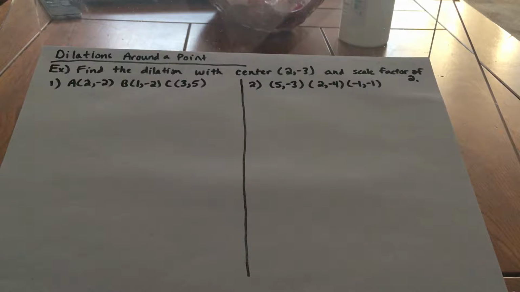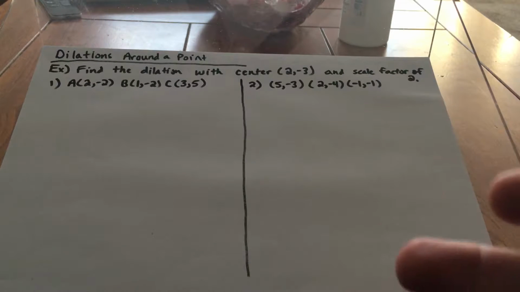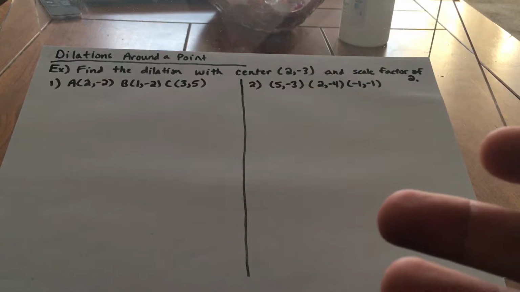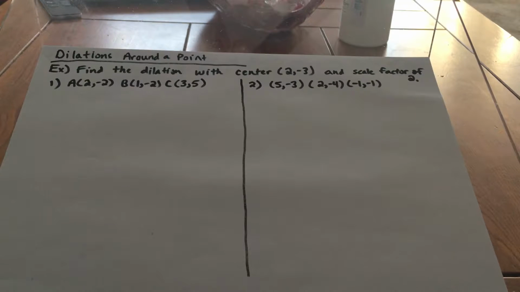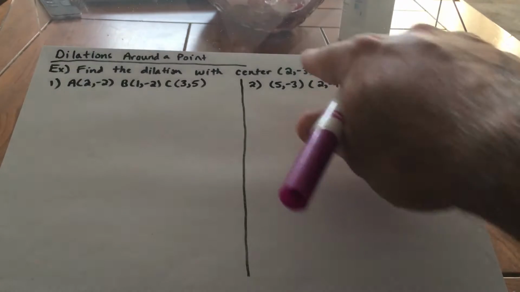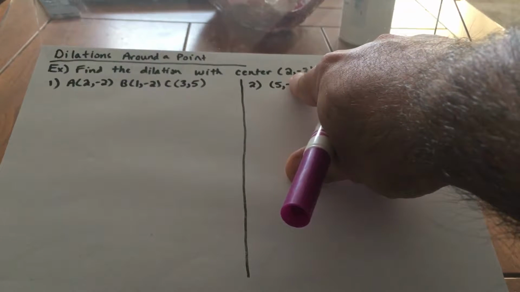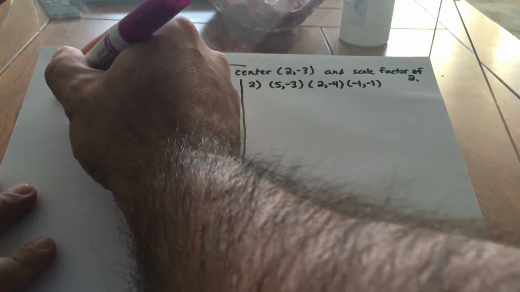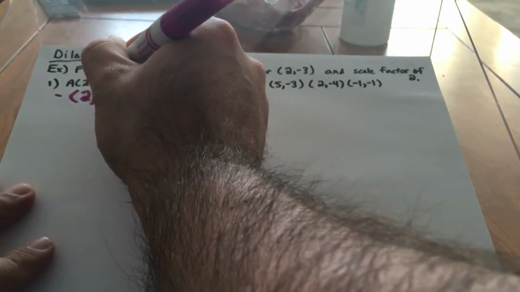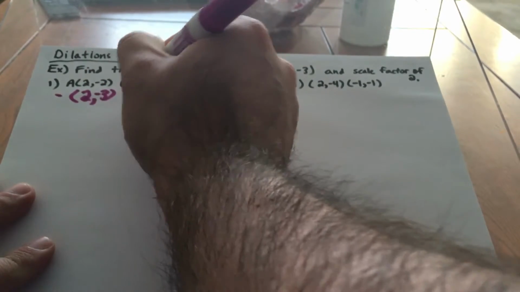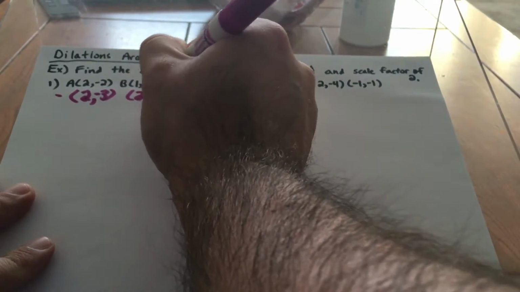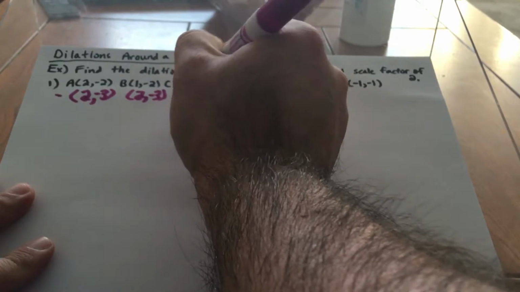So in order to do a dilation around a point, we have to sort of reset this thing to where it's around the origin. And we're going to do exactly what we did when we had rotations that weren't around the origin. And that is, we're going to take the point that we're doing the dilation around, and we're going to subtract that off. So let's go under these points and put that point that we're rotating around underneath all of them.